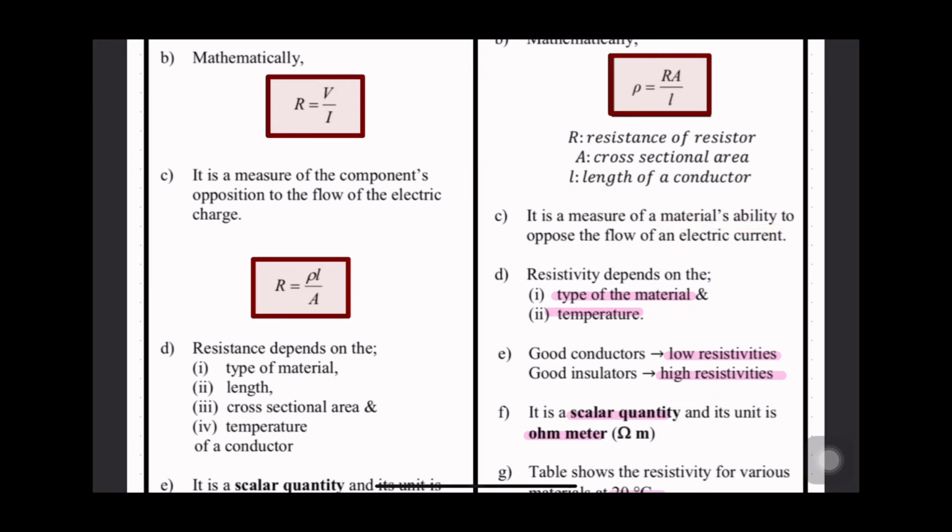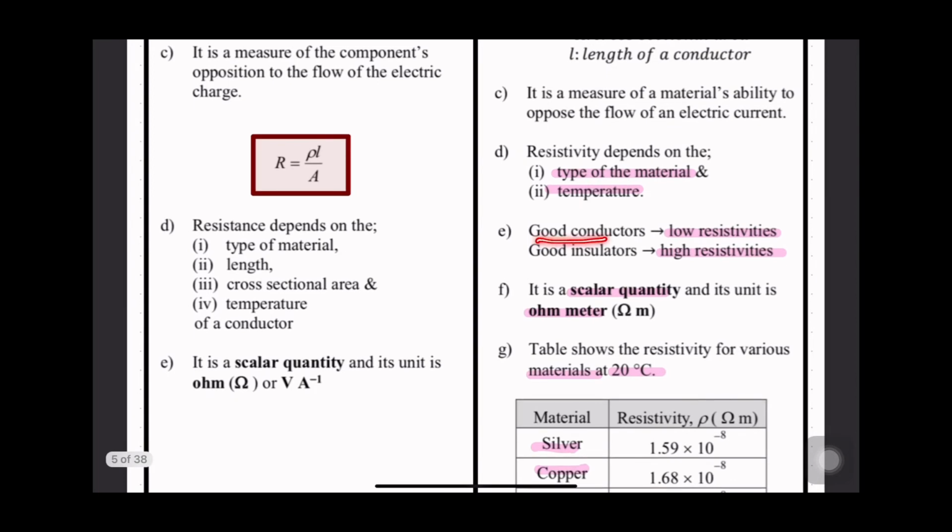So kalau you different material, you'll be affected by different resistivity. So resistivity depends on type of material and temperature only. Dua sahaja yang akan affect resistivity ni, rho ni, even though the equation dia ada relate dengan R, A dan L. Kalau R berubah, A berubah, L berubah, so no change with resistivity because resistivity only depends on the type of material and temperature. And then good conductor, of course lah, dia punya resistivity adalah lower. Good insulator adalah penebat, dia mesti high resistivity.